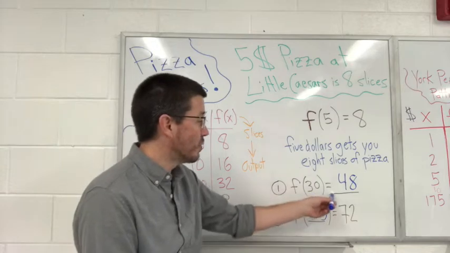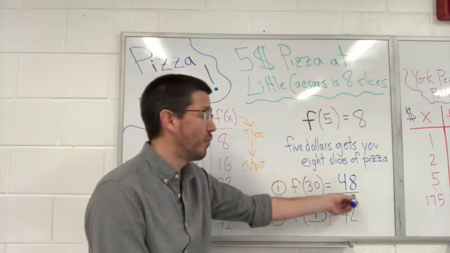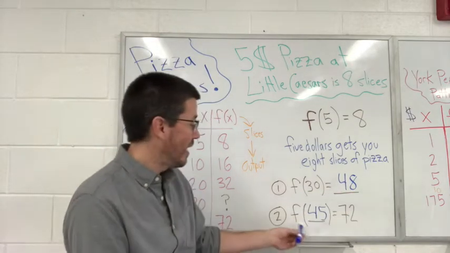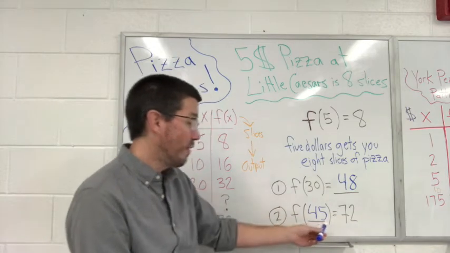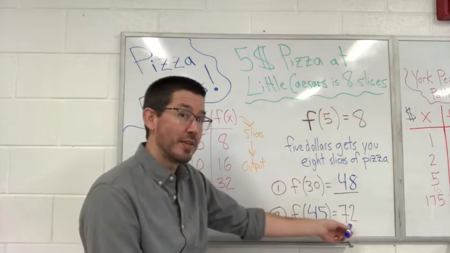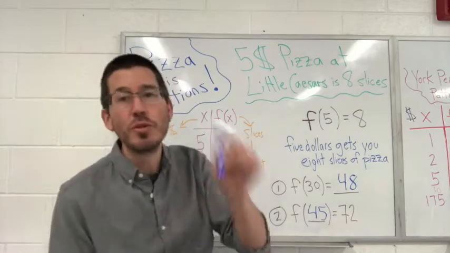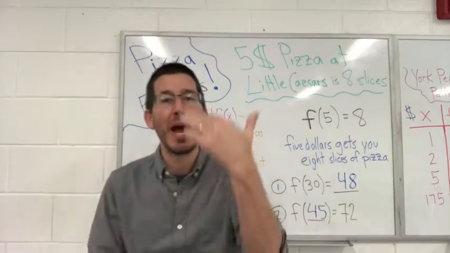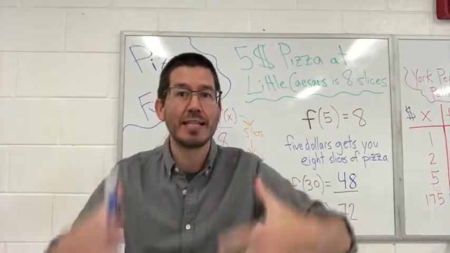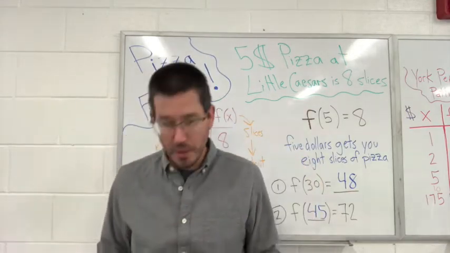F of 30 equals 48. $30 buys you 48 slices. F of 45 equals 72. $45 buys you 72 slices. Anytime you give somebody money and they give you back something, that's a function.